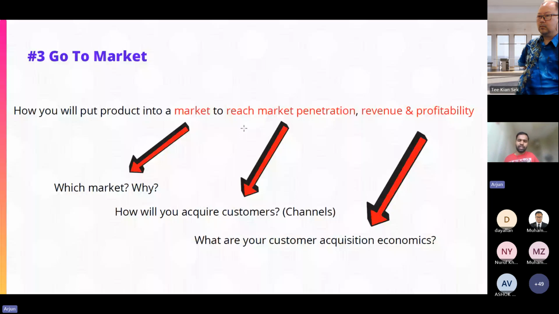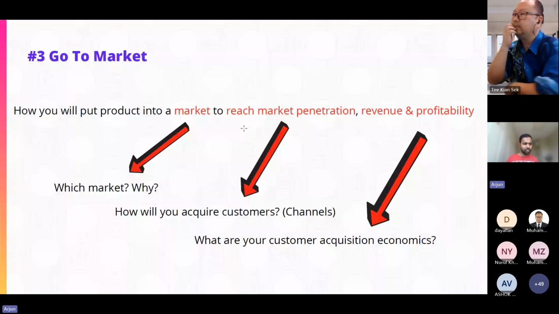So go to market is basically a strategy. How do you go to market? You have a product. You have done a market sizing exercise. You have a product, but how do you go to the market, right? So you need to have some tactics, strategy to go to the market. How will you put a product into the market to reach market penetration, revenue, and profitability? Which market will you compete with? Why do you think you can compete well in that market? If you are developing a wireless mouse, there are 1,000 companies developing wireless mouses.